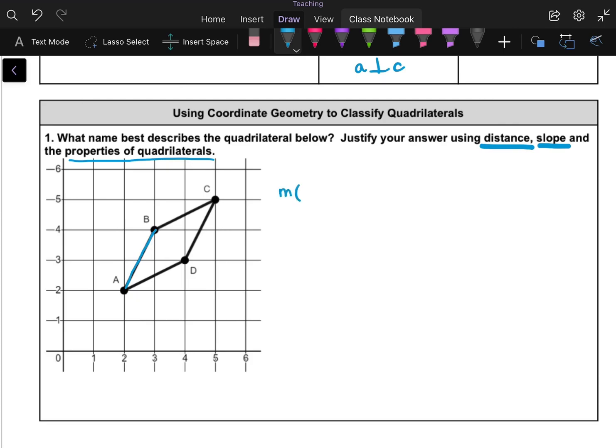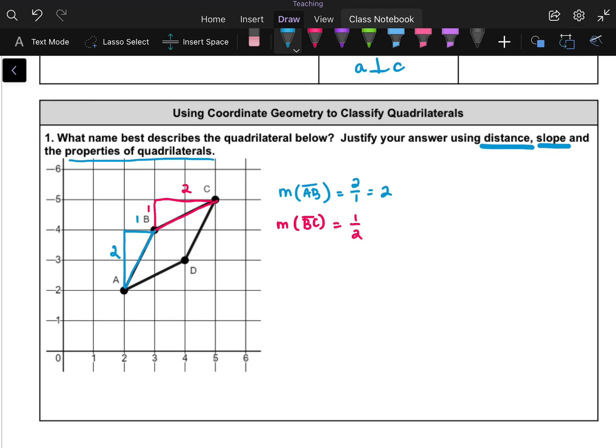So the slope of side AB, again, I'm using M for that slope and just saying what side we're taking the slope of in parentheses. So slope of side AB is equal to, well, I go up by 2, right by 1. So this is 2 over 1, simplifies to 2. Slope of side BC is up by 1, right by 2. So that is 1 over 2.